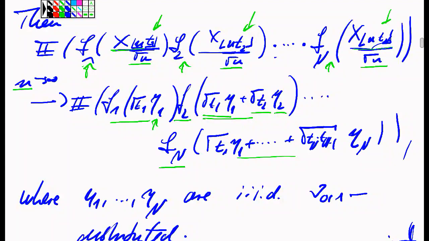And here I will have as the random variable which needs to be inserted into this fn function square root of t1 eta 1 plus square root of t2 minus t1 times eta 2, and so forth. And here I made a mistake in this. I'm sorry for that.